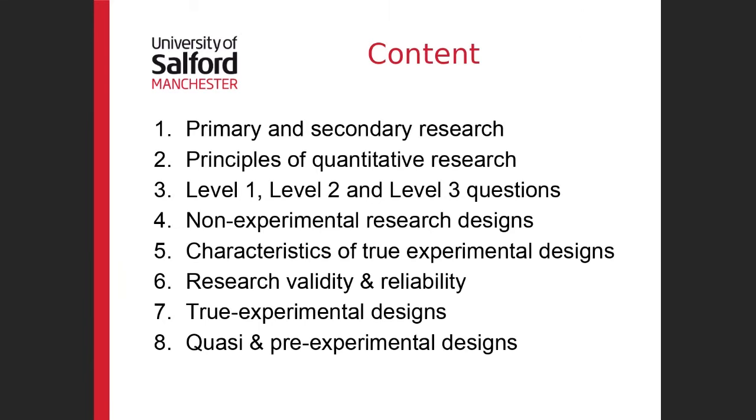So this is the content today. We'll talk a little bit about primary and secondary research, then about the principles of quantitative research. Then I'll talk about the different types of quantitative research questions. So we've got level 1, level 2, and level 3. And then talk about different experimental designs, so non-experimental designs, true experimental designs, and research validity and reliability. And then we'll talk in more detail about true experimental designs, quasi-experimental designs, and then we'll talk a little bit about epidemiological designs as well at the end of the lecture.